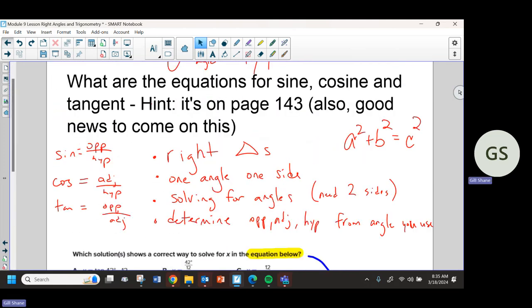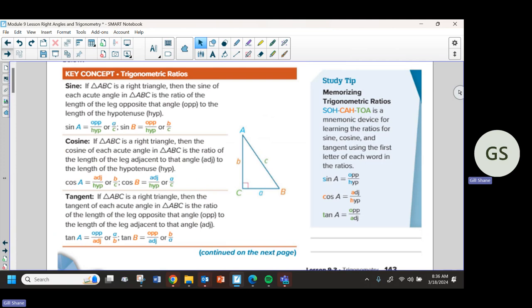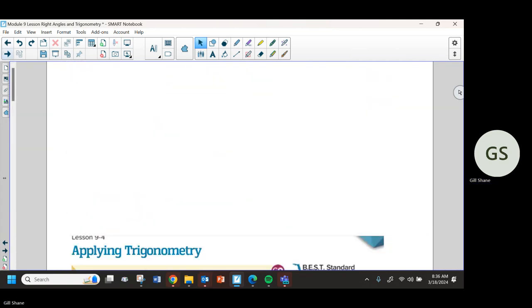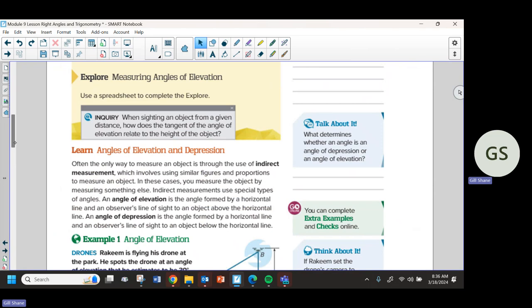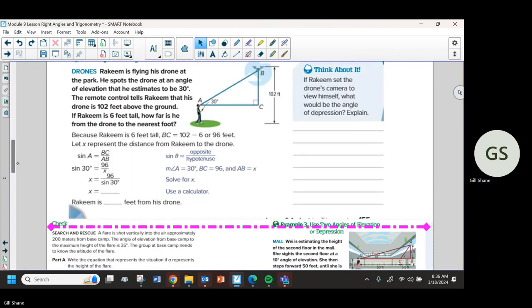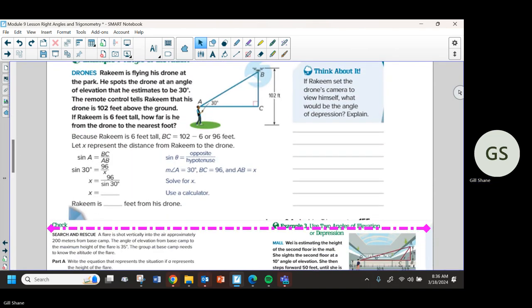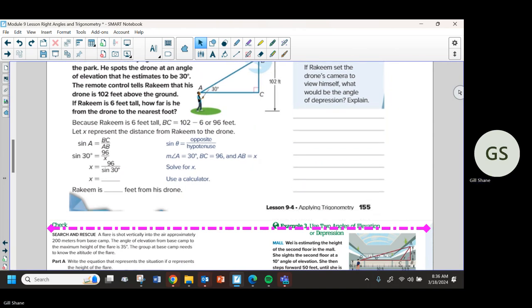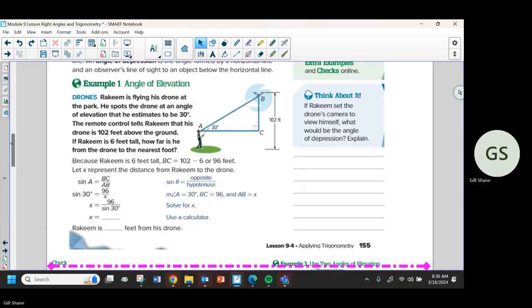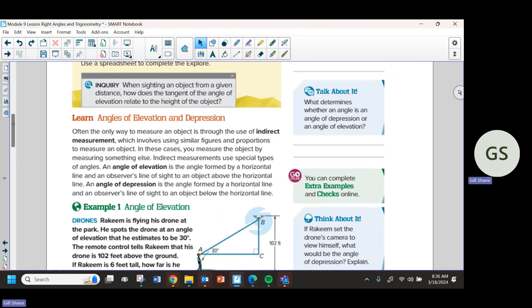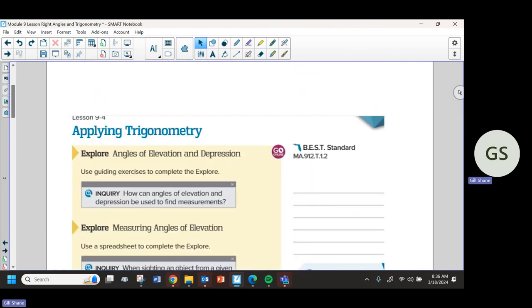We did not do that last class. I guess we went straight into the new stuff. All right, so turn to page 155. So again, this is still the same exact thing.